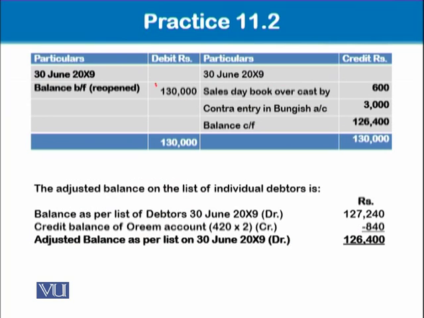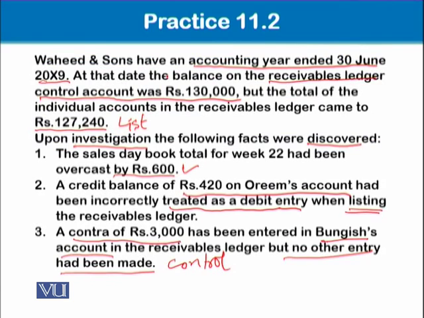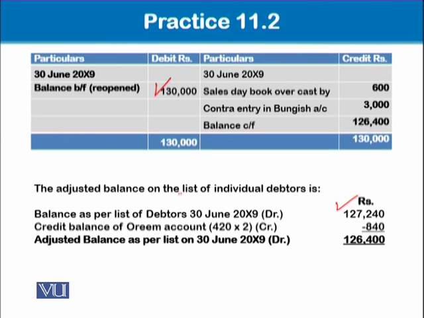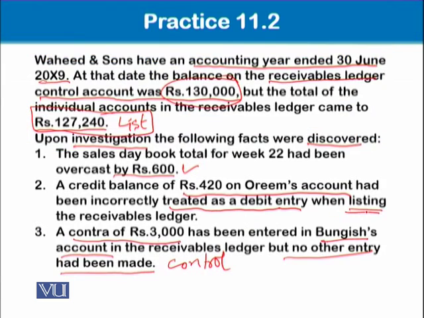Well, let's see how to settle these issues. We will put the opening balance of the debtors control account on the debit side since it is an asset. This is the opening balance of the debtors control account, and at the same time the list balance will be put over here while preparing the list amendments. So 130,000 is the debit balance in the control account, and we are starting our list for amendments with 127,240 given in the question.